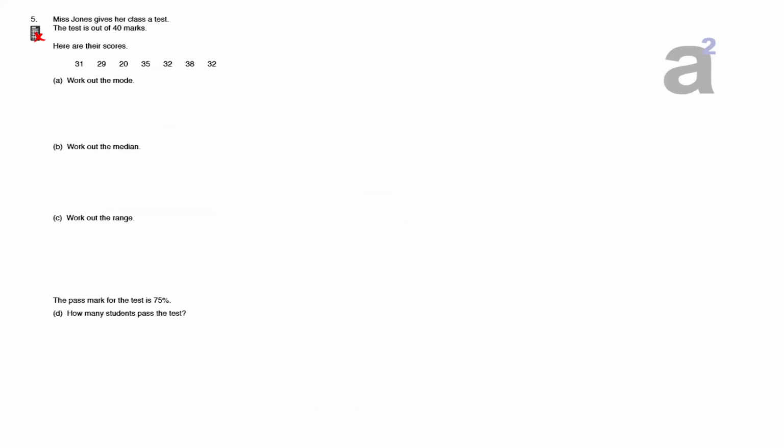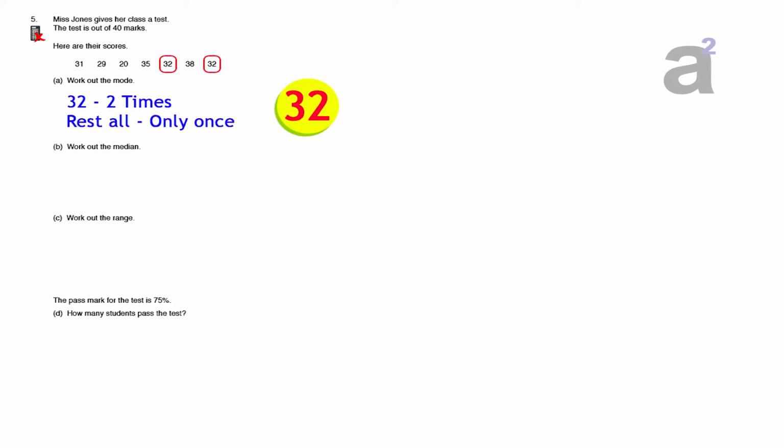Question number 5. Miss Jones gives her class a test. 40 marks. The scores are given. Work out the mode. You can see that 32 is occurring twice. All other numbers only once. So 32 must be the mode.